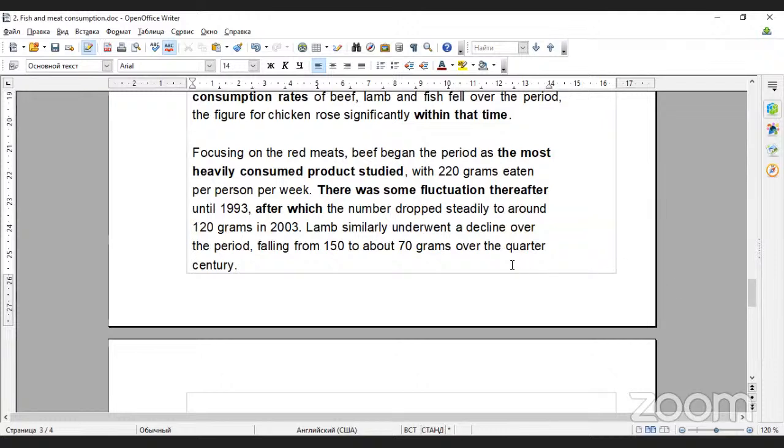It's a little bit spoken. So instead of lamb, maybe it's better to say the lamb consumption underwent, not lamb. Lamb didn't undergo a decline. It sounds a bit too spoken, but okay.